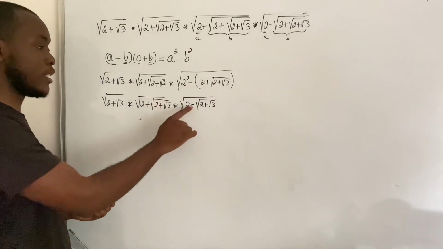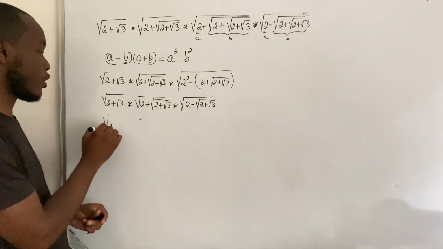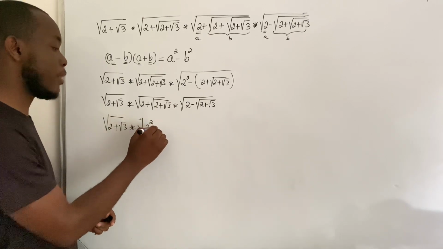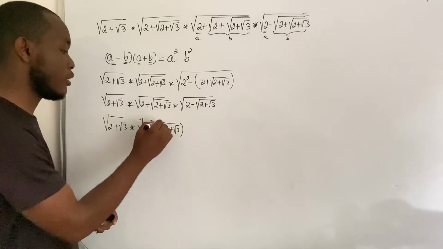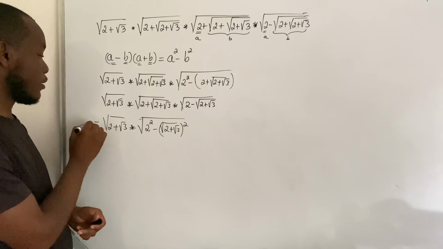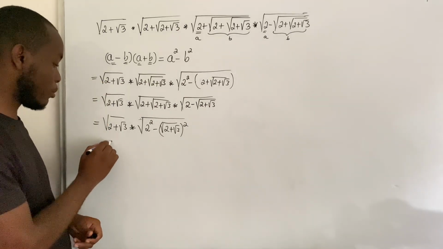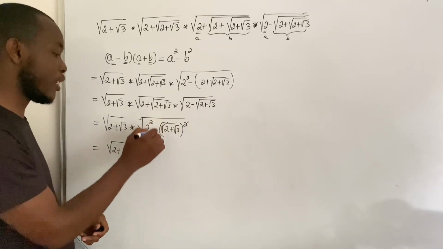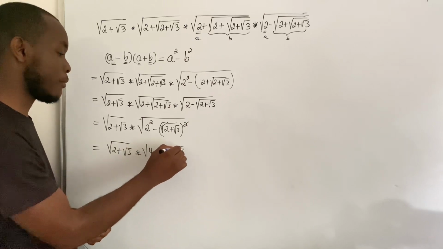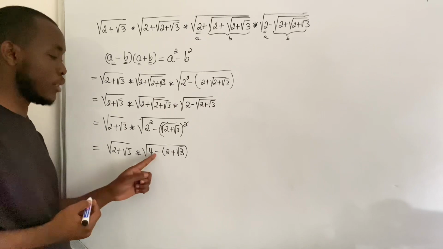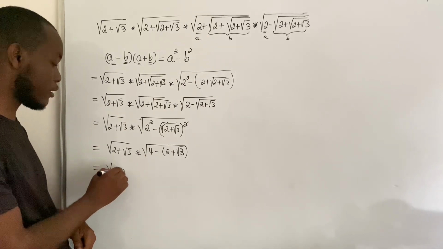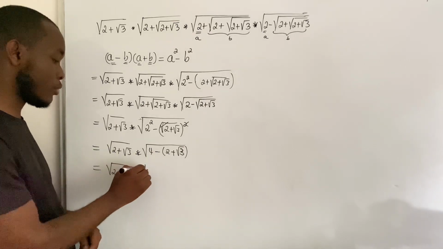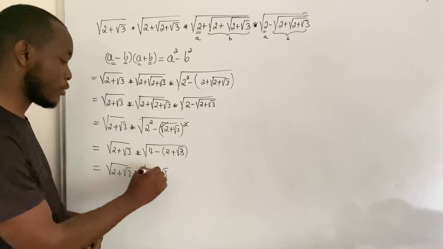Again, those two have plus and minus, so we can apply this principle. We have square root of 2 plus square root of 3 times a squared, which is our 2 squared, minus square root of 2 plus square root of 3 squared. So this is going to be equal to 2 plus square root of 3 times 2 squared, which is 4, minus 2 plus square root of 3. This negative enters, so we have square root of 2 plus square root of 3 times 4 minus 2, which is 2, and this enters, negative square root of 3.